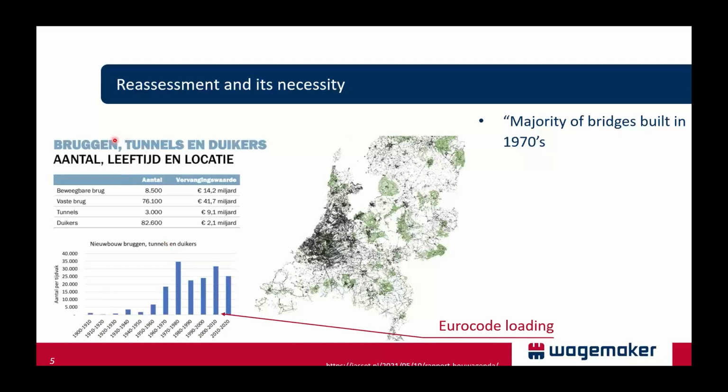And then we see here, it's in Dutch, sorry, but I'll explain it a little bit. We see the replacement value of various kinds of infrastructure, and it will cost the Dutch government billions of euros if they need to replace all these structures.